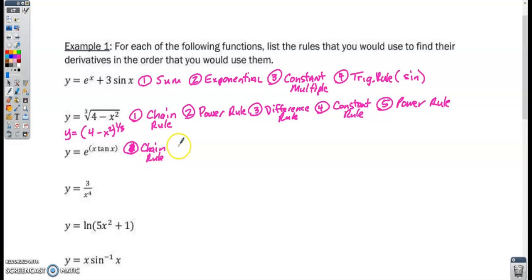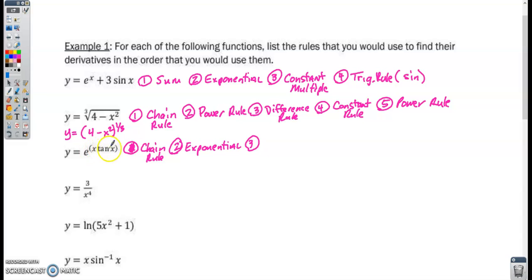Start with the chain rule, and then I'm going to take the derivative of the outside, leaving the inside the same. And the derivative of the outside function here is e to the x, so I'm going to go with my exponential rule next, leaving the inside the same, and then I need to multiply by the derivative of the inside.